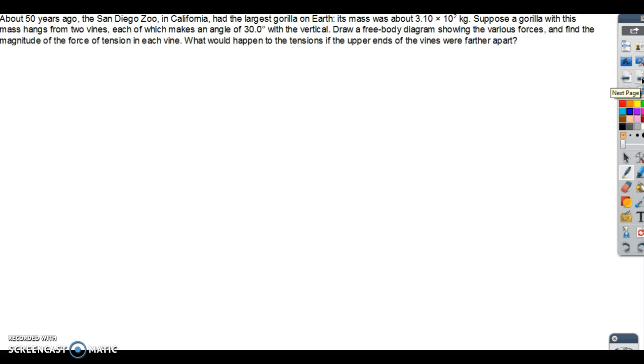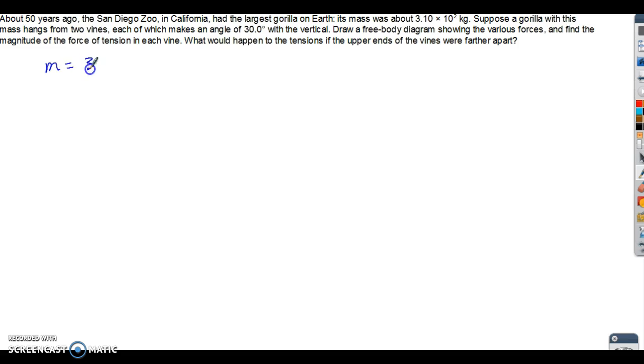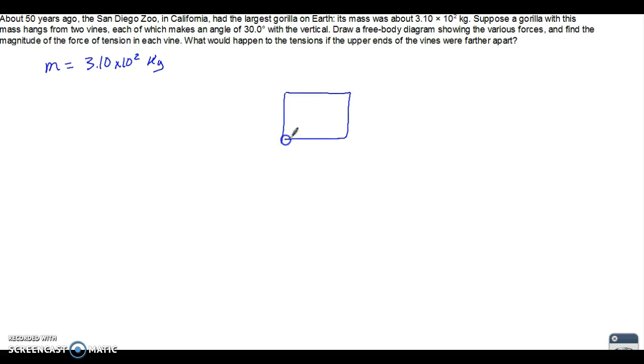Question number 7. All right, we've got angles this time. We've got the largest gorilla on Earth with a mass of 3.10 times 10 to the 2 kilograms, a 310 pound or 310 kilogram gorilla. Suppose a gorilla with this mass hangs from 2 vines, each of which makes an angle of 30 degrees to the vertical. So here is our gorilla. We have a force of gravity. We have 2 vines here, and the vertical, and this angle is 30 degrees.